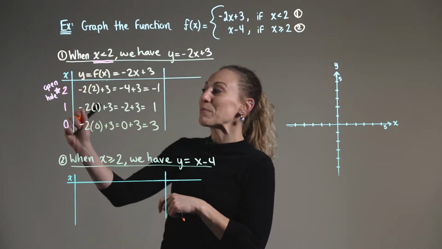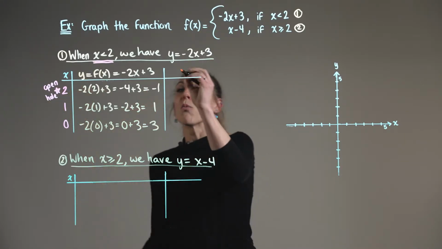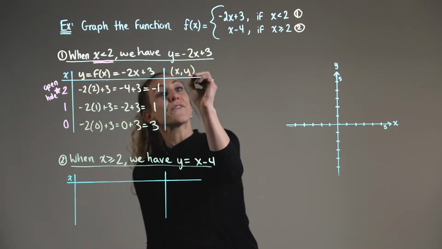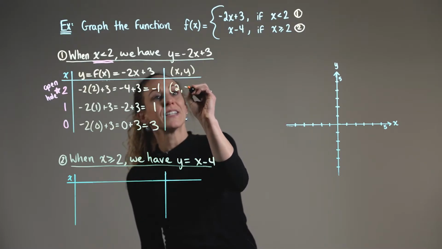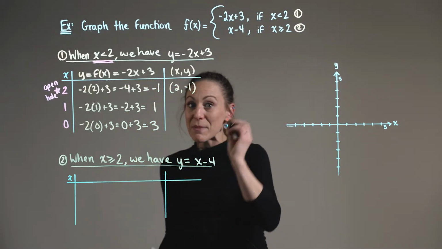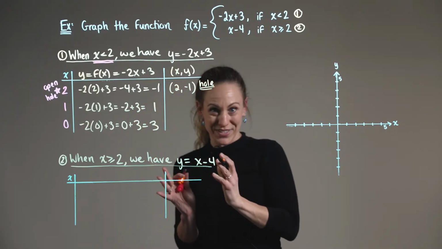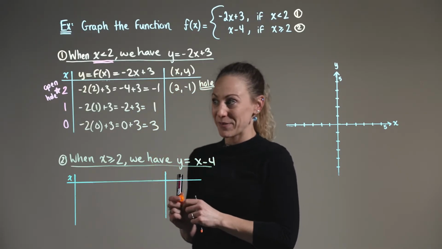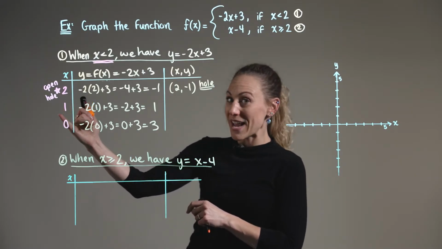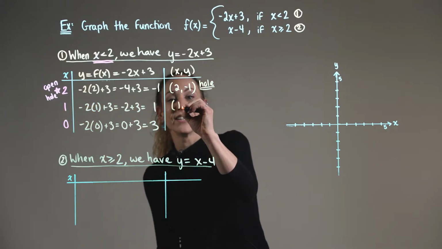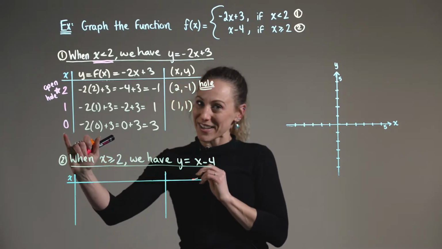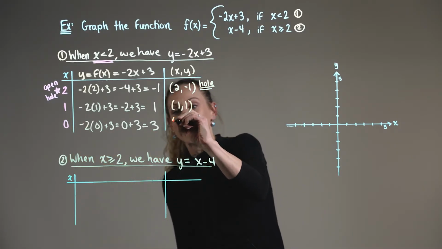So looking at our endpoints, when x is 2, y is negative 1. So this is the first solution point. And again, keep in mind that this is not actually on the graph. There is a hole or an open circle at this point on our graph. We're also observing that when x is 1, y is 1. And last but not least, when x is 0, we found that y is 3.